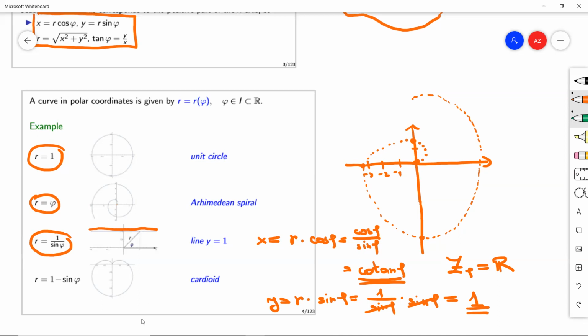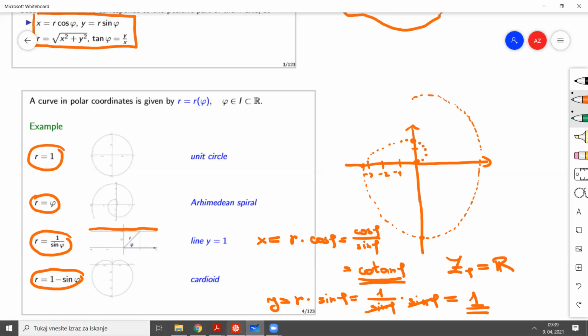And there is also one interesting curve, which is called a cardioid, because it somehow describes a heart. It's given by the polar form 1 minus sine phi. You can try to sketch this curve by yourself, but it's called a cardioid because it looks like a heart. For example, you can try to draw different curves using Mathematica.